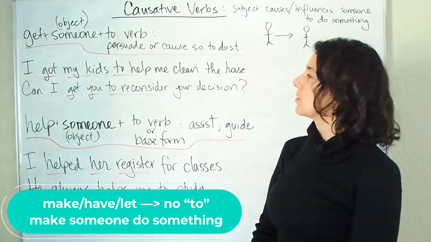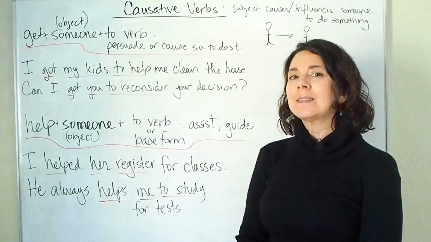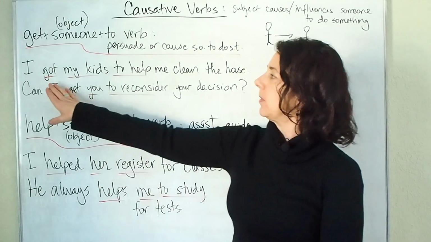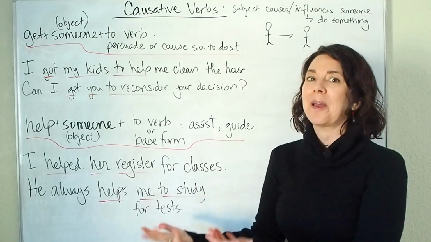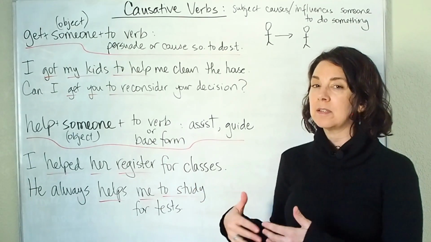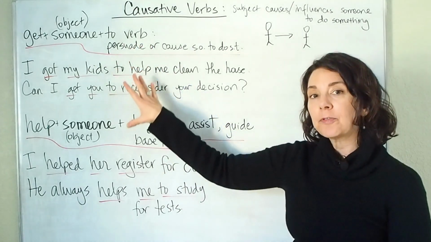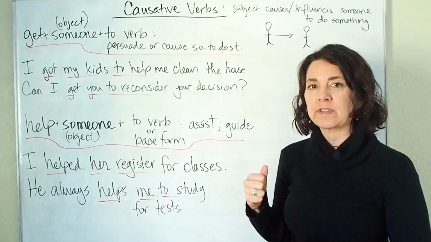And this means to persuade or cause someone to do something. It's similar to have that we looked at last time. For example, I got my kids to help me clean the house. I persuaded them to do it. Probably they didn't really want to, but I persuaded them. This is softer than make. If I say I made them do it, it means that I forced them.